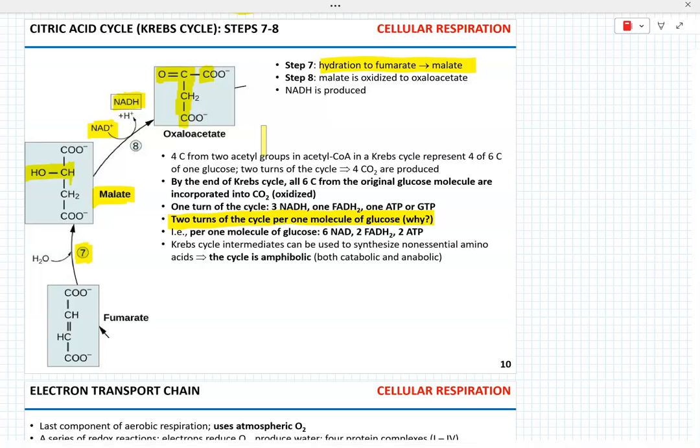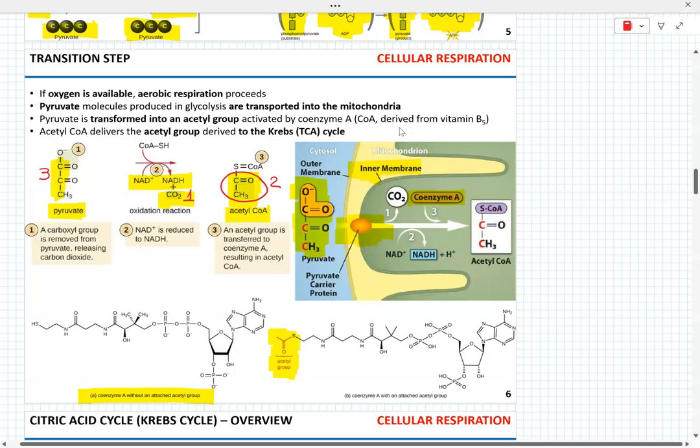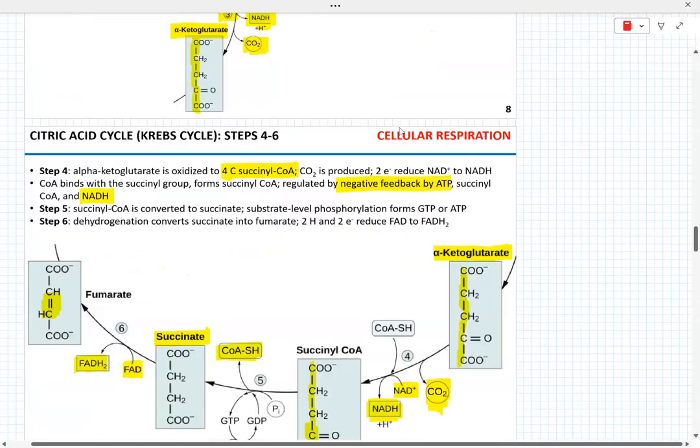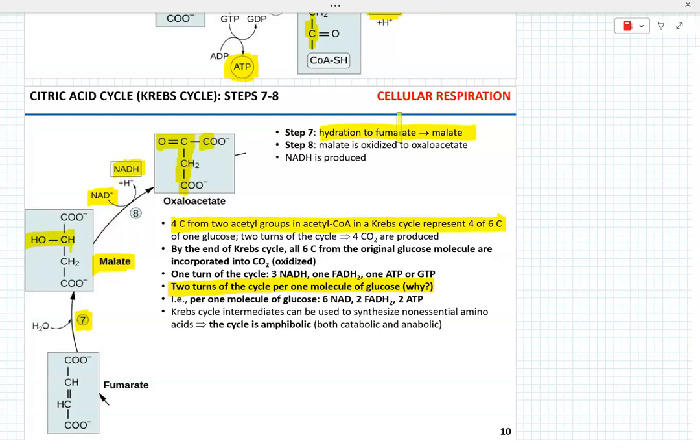First 2 glucose carbons are oxidized and converted to CO2 during the transition step, in which pyruvate is oxidized to acetyl-CoA. Other 4 carbons enter the Krebs cycle in the form of 2 acetyl groups, and during 2 turns of the cycle, 4 more CO2 molecules are produced. Essentially, by the end of these 2 turns of the Krebs cycle, all 6 carbons from the original glucose molecule are oxidized and incorporated into carbon dioxide.